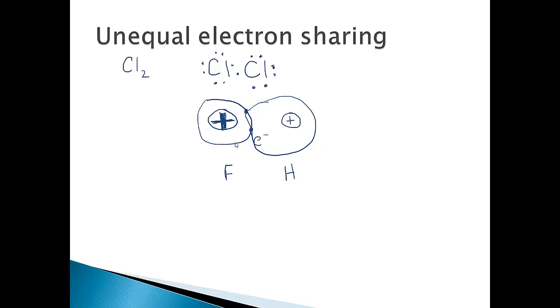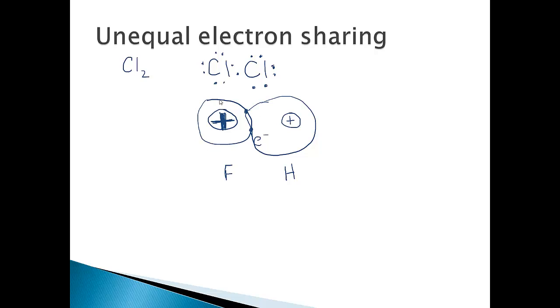This is kind of like the kindergarten student that likes to hoard all of the toys and not share very well with the other kindergartners. So fluorine is like that. It pulls the electrons towards itself, creating a higher distribution of electrons.